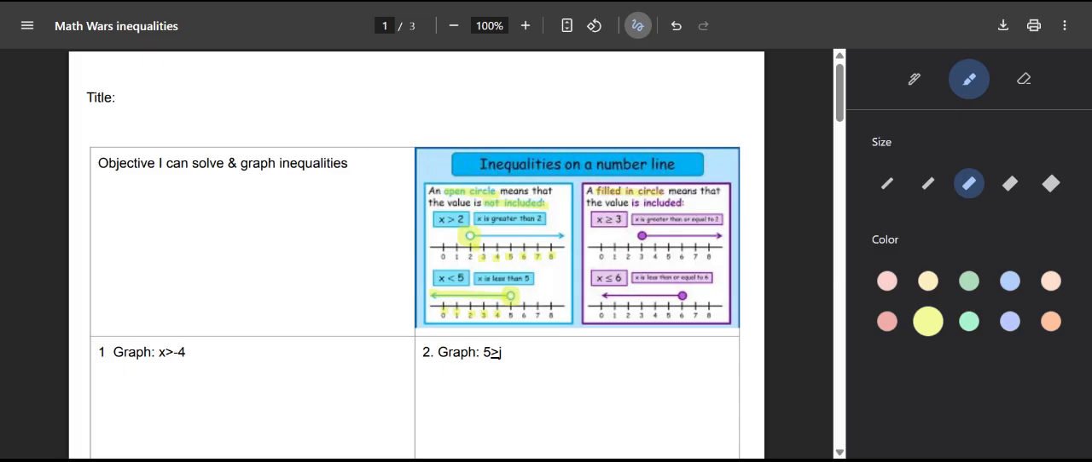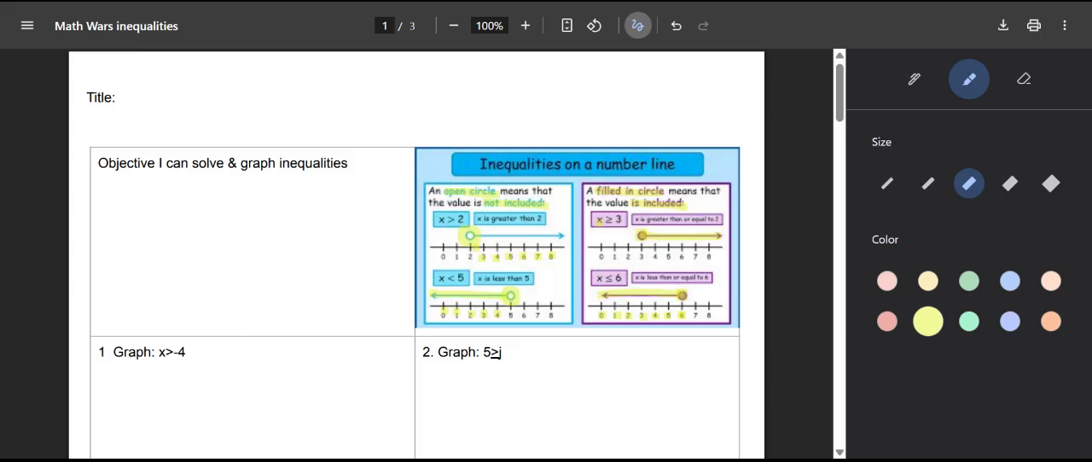A filled-in circle means the value is included. So when I have x is greater than or equal to 3, we color in that dot and everything bigger than 3. So exactly 3 is a solution to that inequality, as well as everything bigger than that. In x is less than or equal to 6, we end up with it's equal to, so we color in and then shade everything that is less than. So 0, 1, 2, 3, 4, 5, and 6 get to be included.